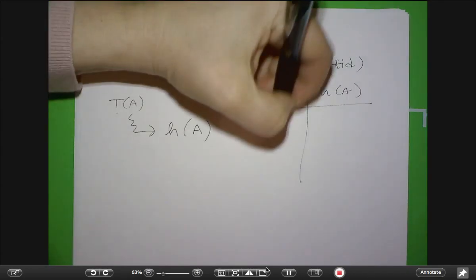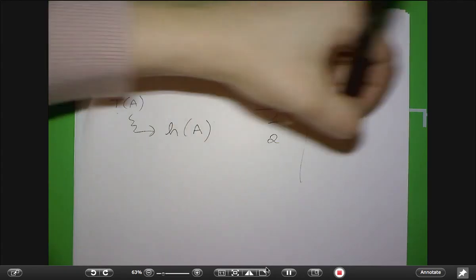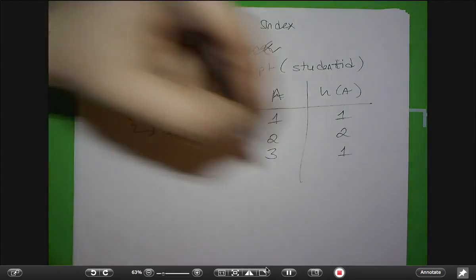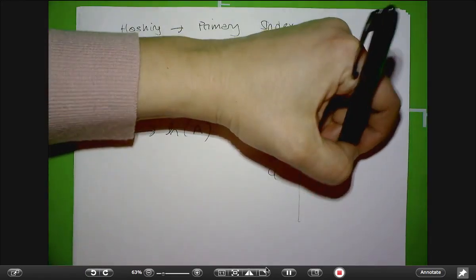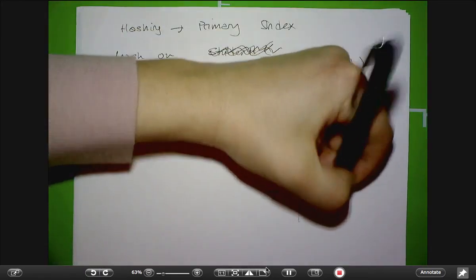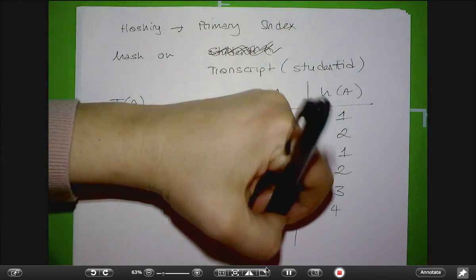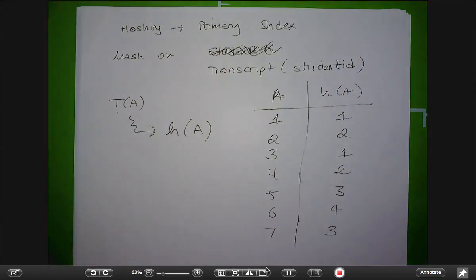So H will say 1 maps to 1, 2 maps to 2, 3 maps to 1, 4 maps to 2, 5 maps to 3. This is a great hash. 6 maps to 4, 7 maps to 3, etc. Right? So the hash function is taking these values and mapping them to other values. Anybody taking crypto here? You all know about your hashes, I assume, right? Which, this is laughable. Okay.